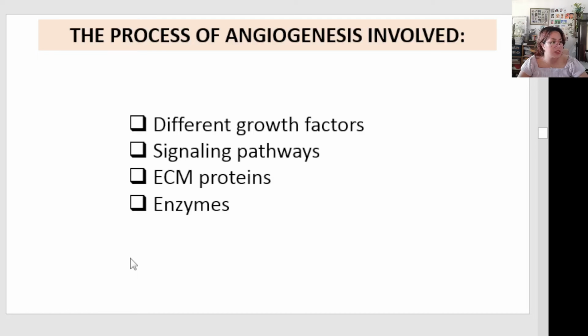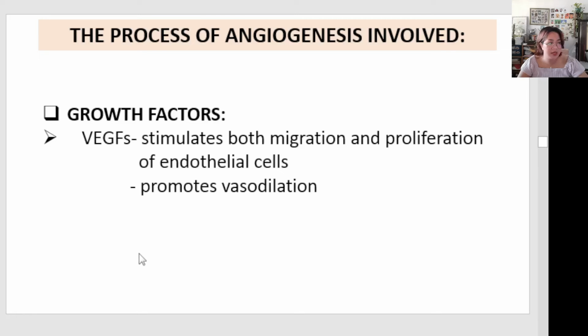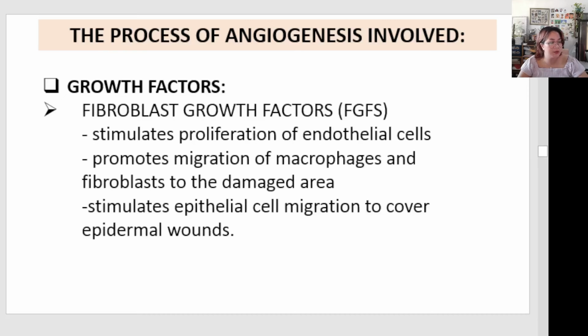So, in the growth factors, the VEGFs, mainly VEGFA, stimulates both migration and proliferation of endothelial cells. This promotes vasodilation by stimulating the production of nitric oxide. And the second one is fibroblast growth factors or FGFs, mainly FGF2. This stimulates the proliferation of endothelial cells. This promotes migration of macrophages and fibroblasts to the damaged area, and this stimulates epithelial cell migration to cover epidermal wounds.